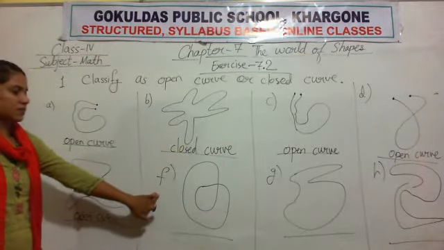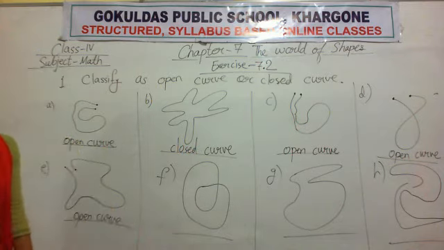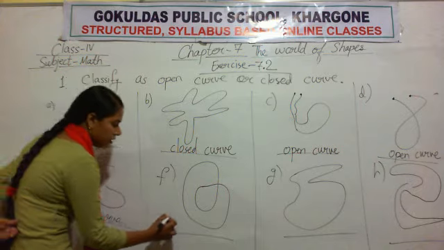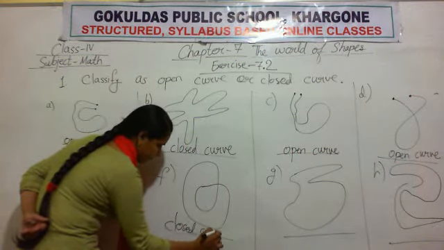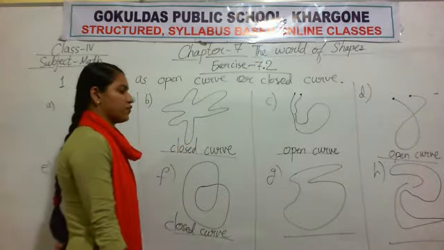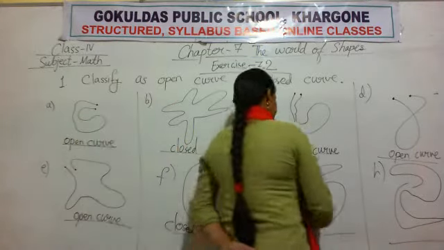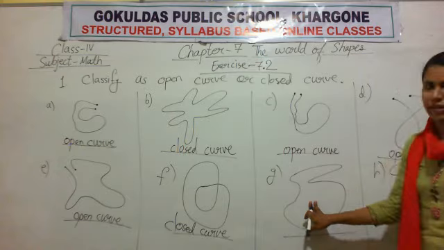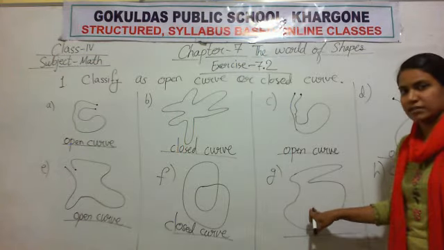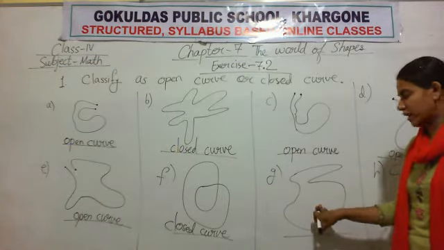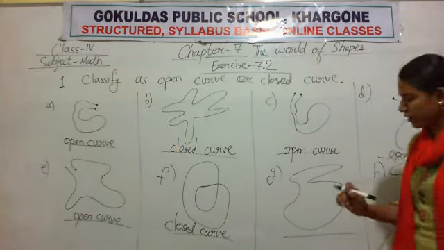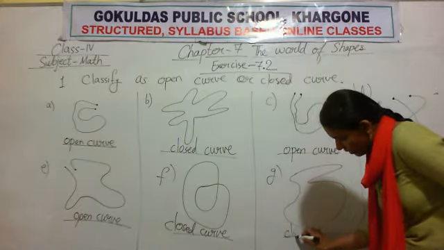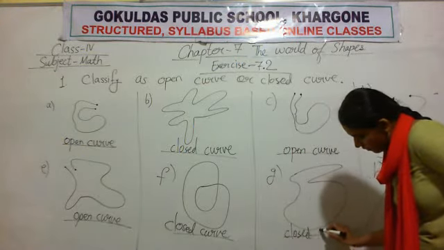Now check the next. Here no starting and ending point we can identify. It means it is a closed curve. Now check the next figure. Here also we cannot identify which one is a starting point and which one is ending point, means this figure has a common starting and ending point. So we conclude it is a closed curve.